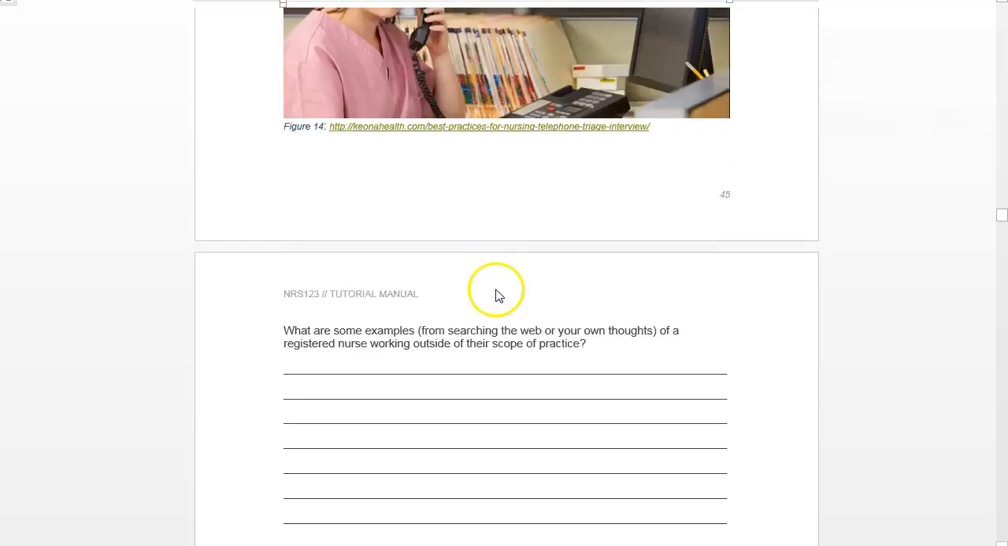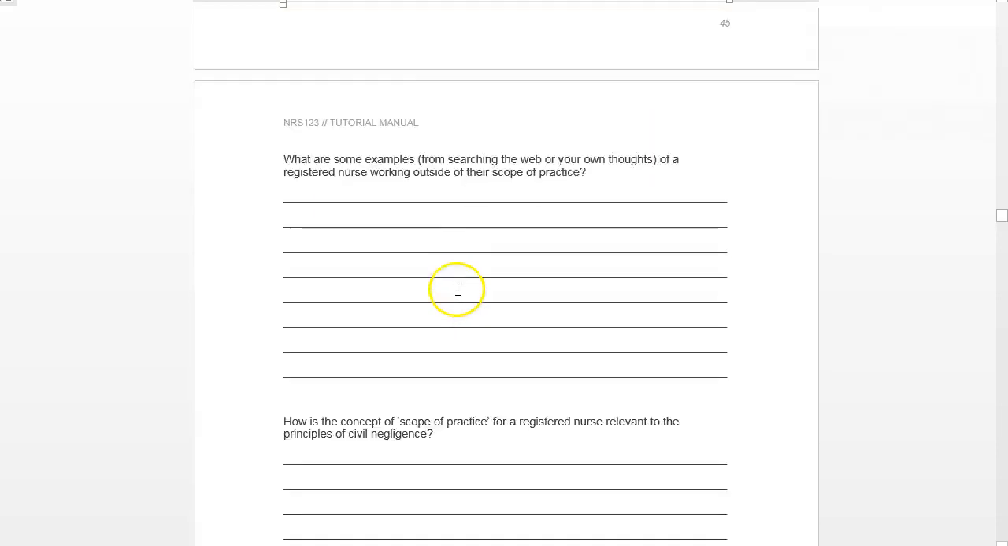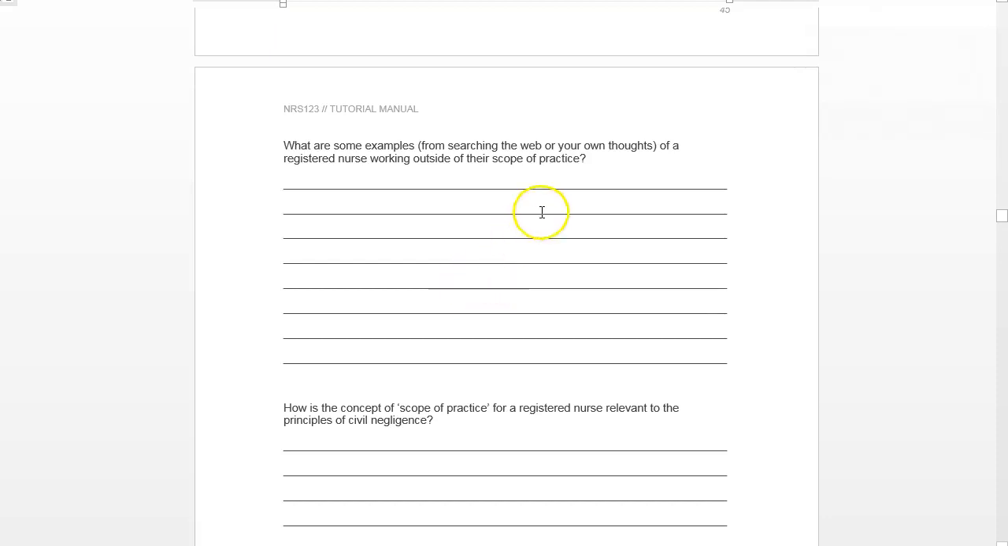Factors that determine the scope of practice, so they'll find that in the definition. And they should discuss it a bit and have a think about the sort of things, so their level of training and where they've done their education and if they move from one country to another and all that sort of stuff. Some examples from searching the web of nurses working outside their scope of practice.